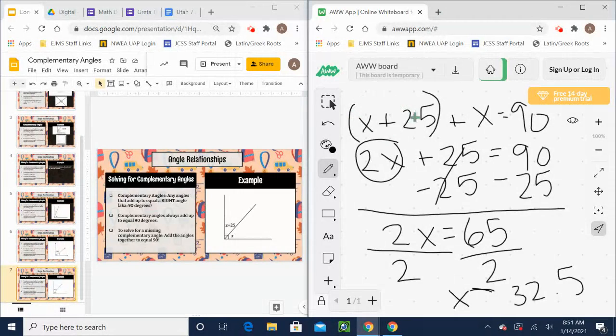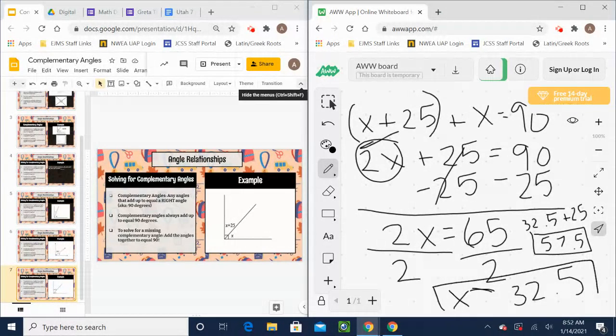And then remember, my last step is to plug it in to solve for the other angle. So what I'm going to do, and it's going to be small because I'm running out of room, is I'm taking that x value, plugging it in, having 0.5, and when I put that in my calculator, I get 57.5. So my two angles would be 57.5 degrees and 32.5 degrees. And that is as complicated as it will get.